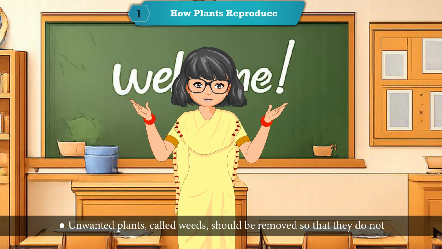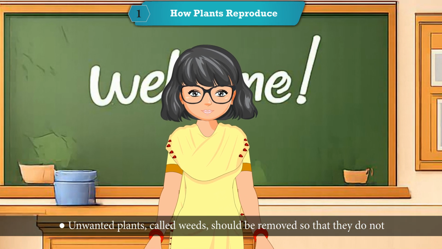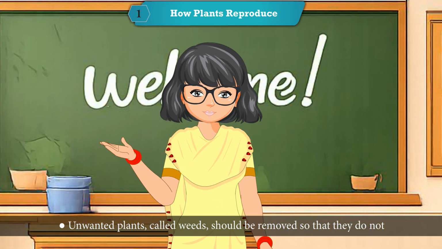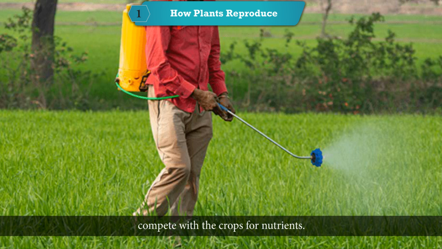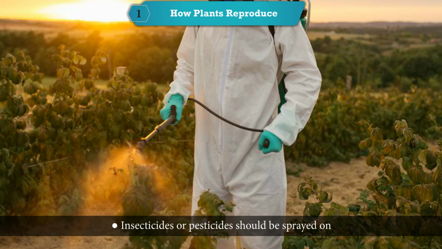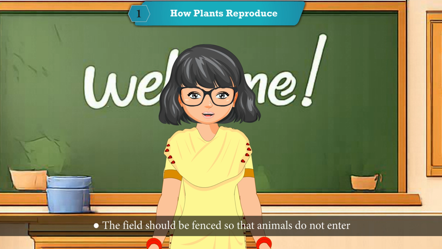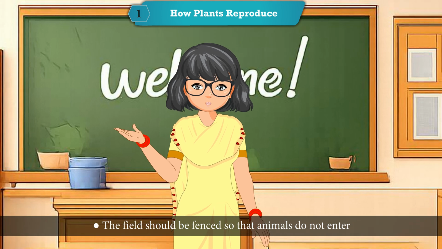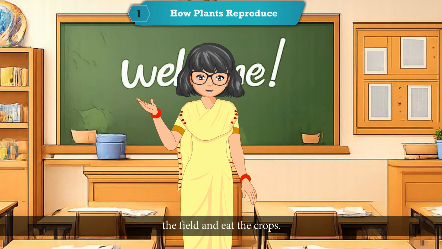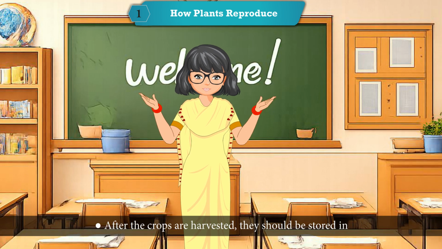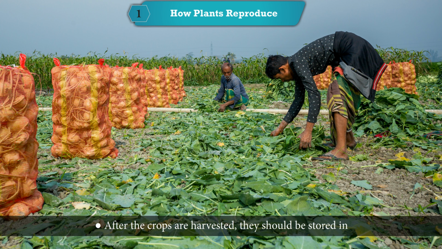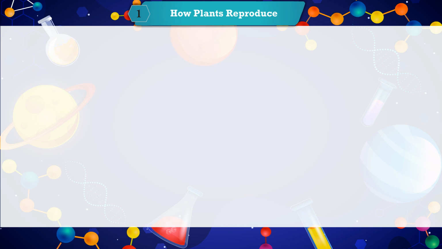Unwanted plants, called weeds, should be removed so that they do not compete with the crops for nutrients. Insecticides or pesticides should be sprayed on the crops so that insects do not damage them. The field should be fenced so that animals do not enter the field and eat the crops. After the crops are harvested, they should be stored in a dry place to keep them away from moisture.